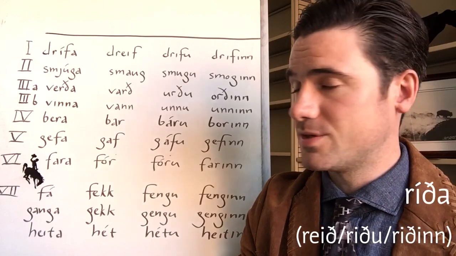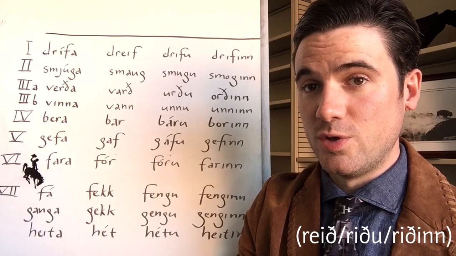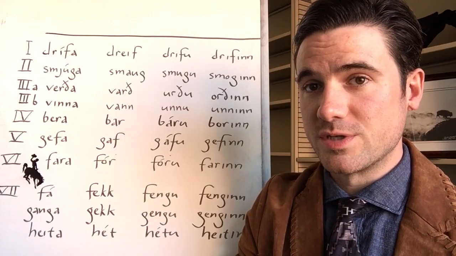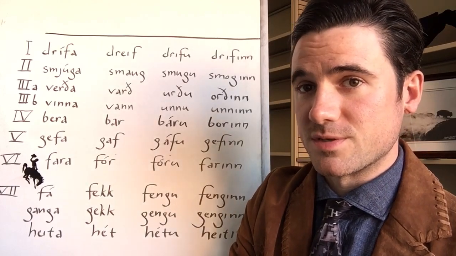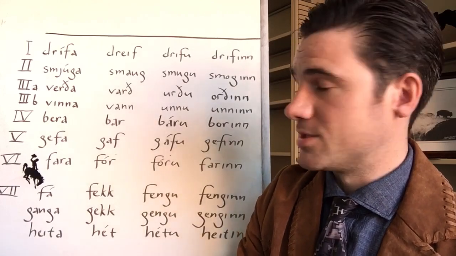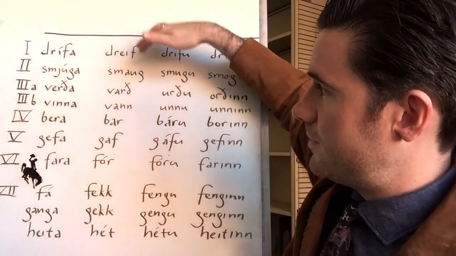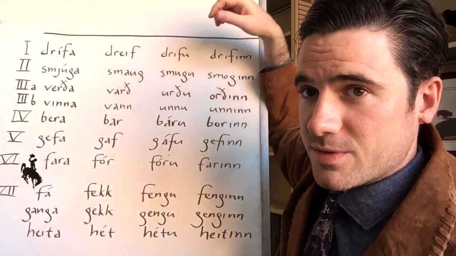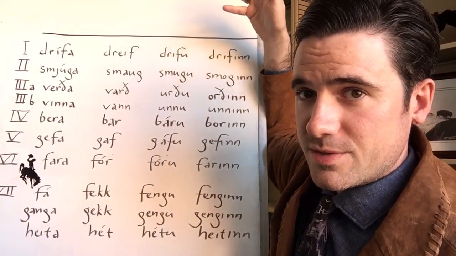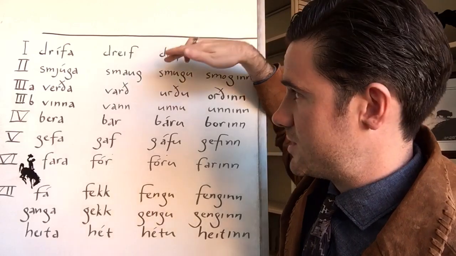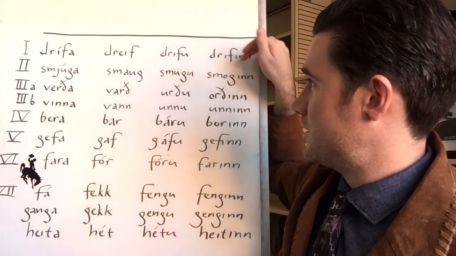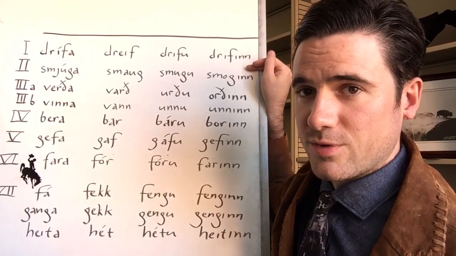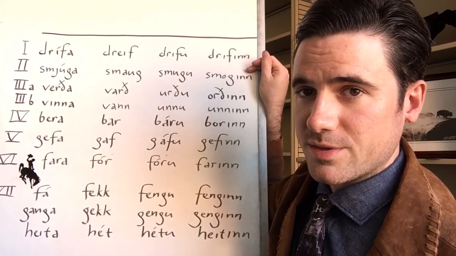Class 2, these are going to be those that have either u or jo, j long u or j long o in the root. So I've used smjuga because that's easy to remember because of the association with Smeagol, right? This is to creep, precious. The past tense is smaug, which of course J.R.R. Tolkien gives to another character, the dragon, that crept, but that's like he crept, she crept. Smugu, they crept, and then smogen, they have crept, the past participle.